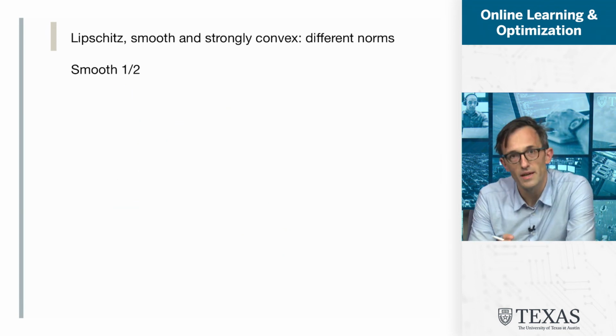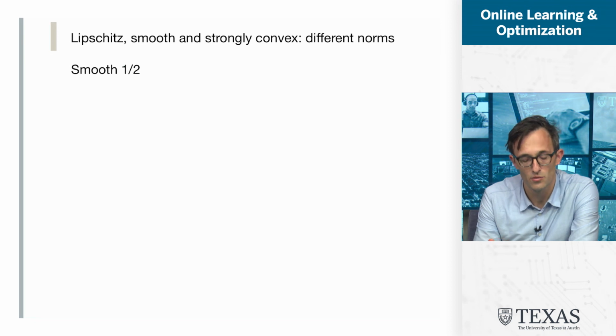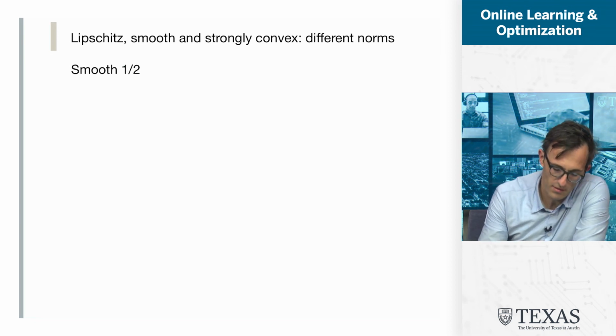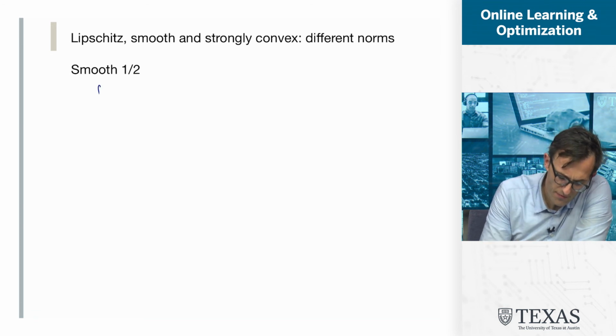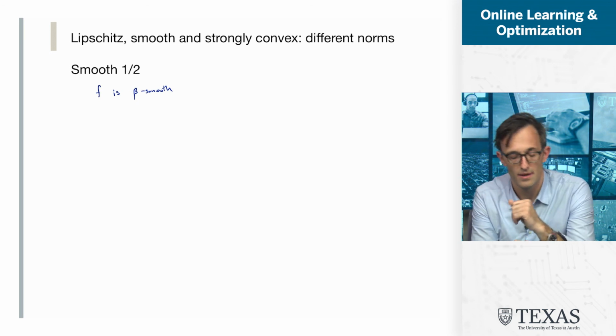Now we're not actually going to need smoothness for our proof of mirror descent, but while we're in this flow, it makes sense to talk about smoothness here. So recall our original definition. F is called beta smooth. This is a statement about how smooth the gradients are.